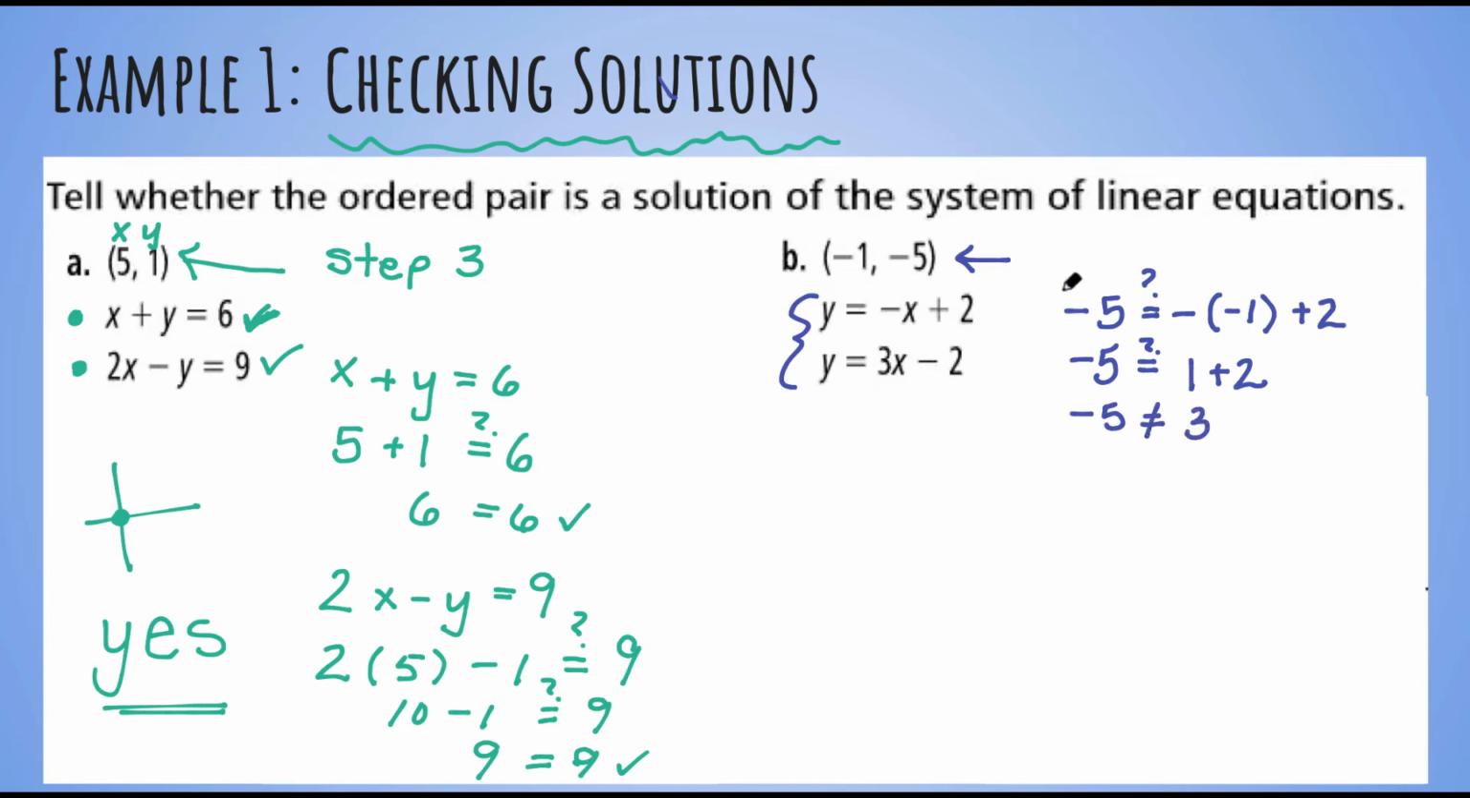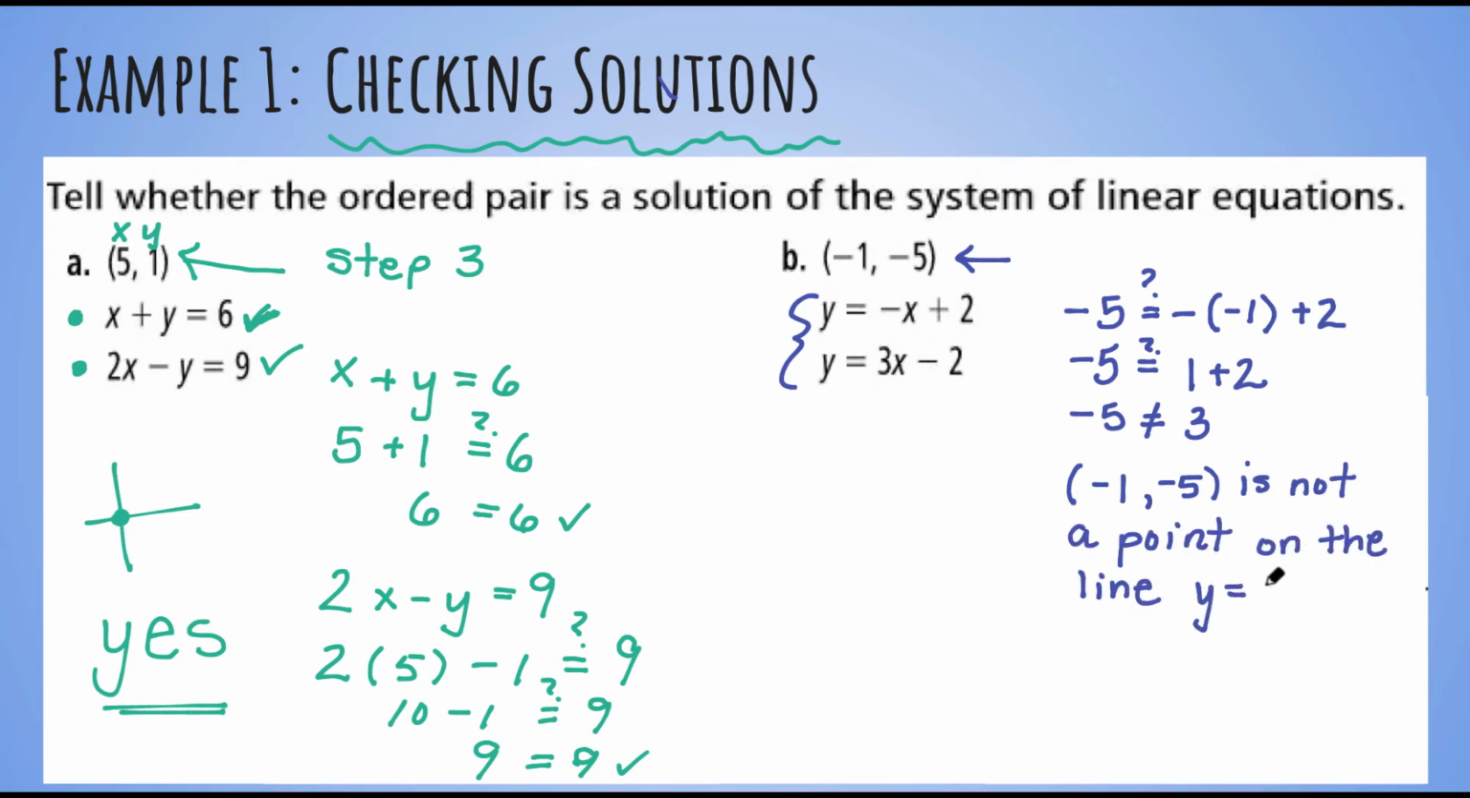So what this means is that this point, -1, -5, is not on this line. So -1, -5, is not a point on the line y equals -x plus 2. Now we already know that this is not a solution to the system, but we can still check to see if this point is on this line.